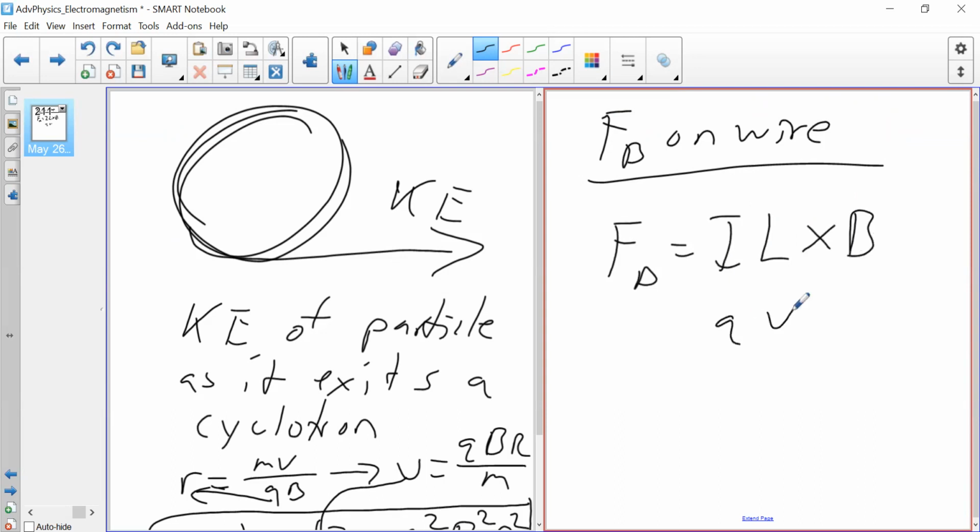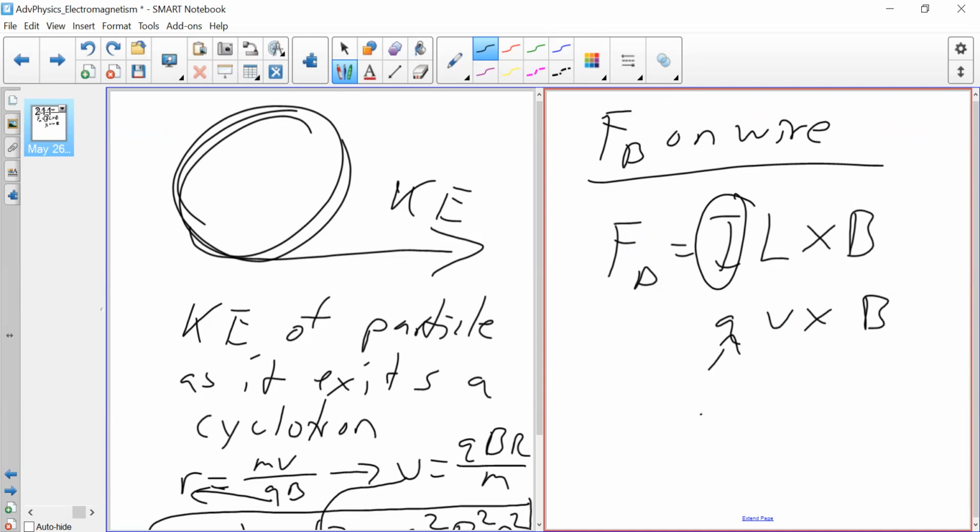Very similar to q v cross B, because this is just one charge with a speed. Now you have multiple charges with their speeds. It's going to create current over a length of wire. This is a very similar dynamic. And then we get a magnetic force.